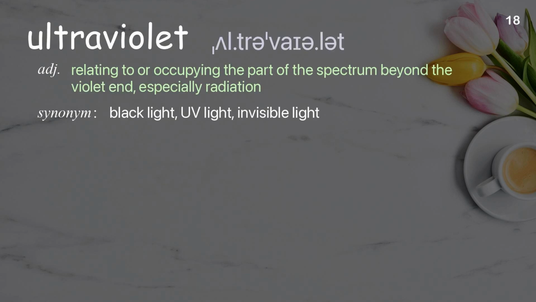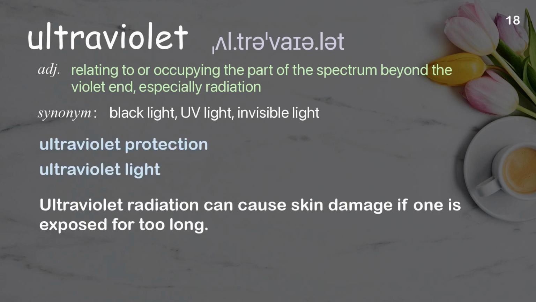Ultraviolet. Relating to or occupying the part of the spectrum beyond the violet end, especially radiation. Examples: Ultraviolet protection. Ultraviolet light. Ultraviolet radiation can cause skin damage if one is exposed for too long.